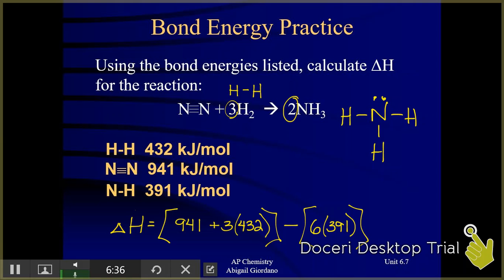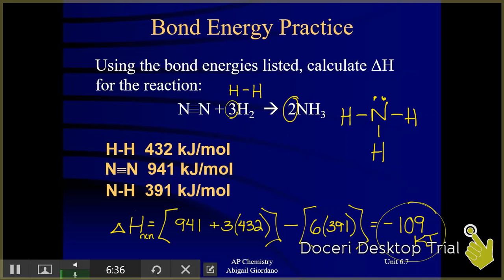Let me just put this in my calculator. Let's see what we get. Okay. I get negative 109 kilojoules. Okay, and if you look at the final answer, remember guys, this is the delta H for this whole chemical reaction. This is yet another way to find the delta H, the change in enthalpy for this reaction.